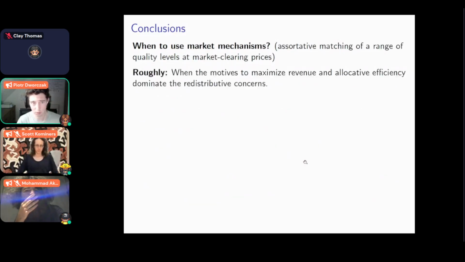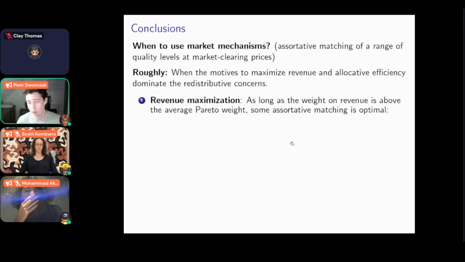Of course, there are still reasons to use the market mechanism. If you care a lot about revenue, when alpha is high, then of course this will be a force in favor of the market mechanism. So I focus on the results talking about non-market mechanisms, because this is sort of new relative to a standard economic intuition, but the standard economic intuition is still here.